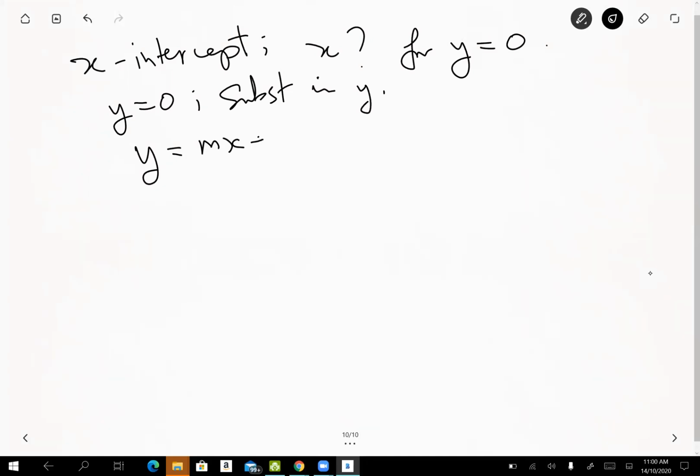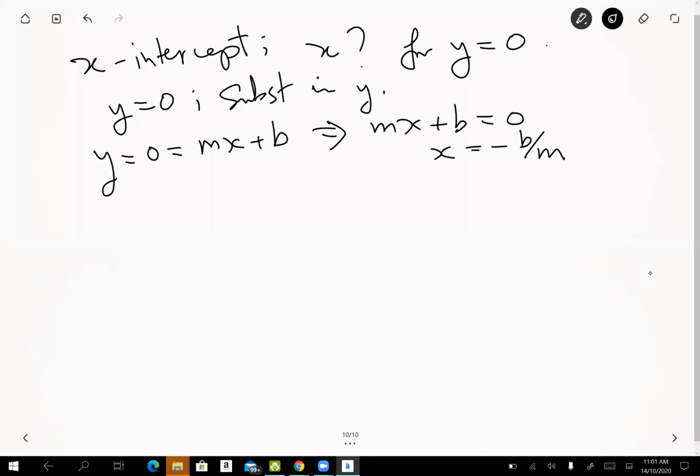So y equals 0. Therefore, mx plus b equals 0, and x equals negative b over m. So that will be the x-intercept. Okay? It's the negative ratio of b over m. Now, we go back to our example.